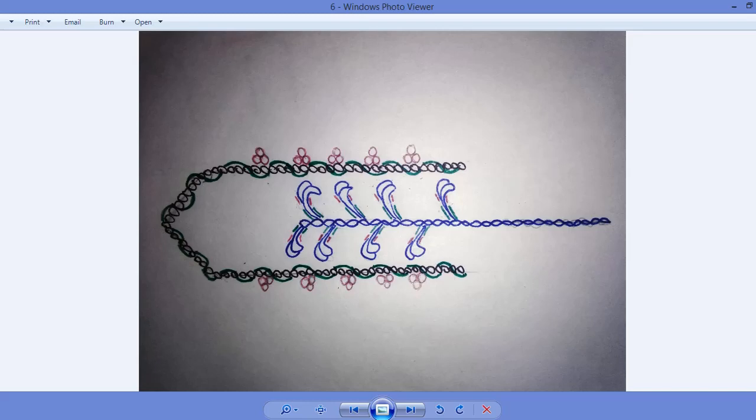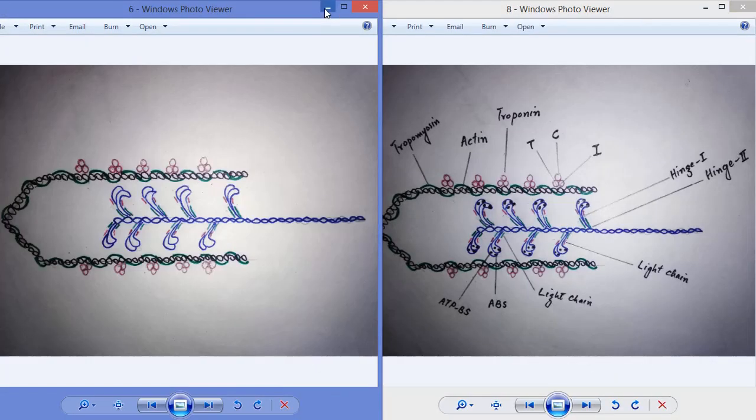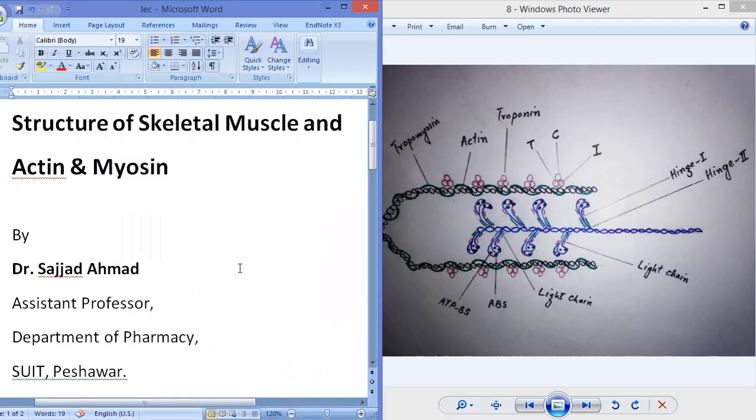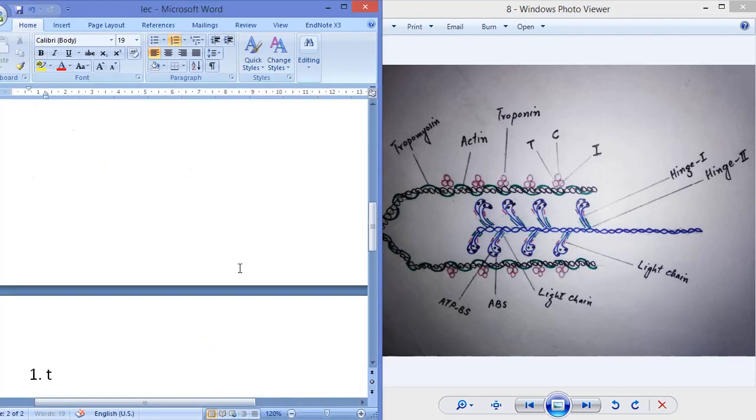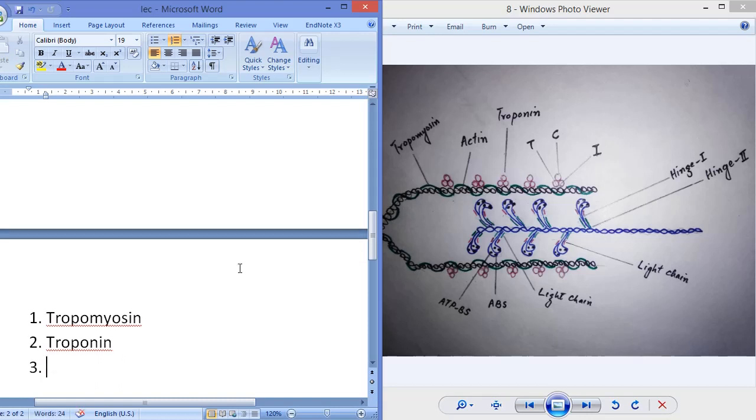I'm going to write the names of these proteins in that actin filament: tropomyosin, troponin, and F-actin, or you can also call it simply actin. So tropomyosin, troponin, and F-actin are the three types of protein which are present inside the actin fiber.